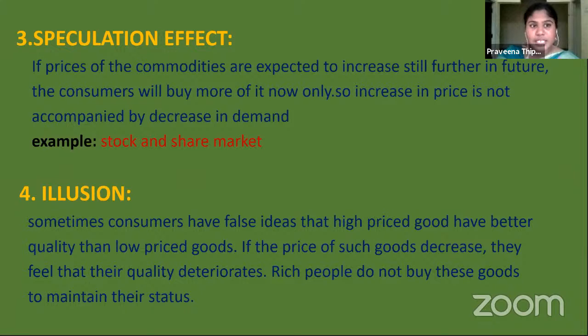The next one, children, is the speculation effect. If prices of commodities are expected to increase in future, consumers will buy more of it now only. We have experienced it recently. The price of onions has increased, isn't it? In such a situation, consumers expected that in future the price of onions may increase again. So keeping that in view, they purchased more onions.